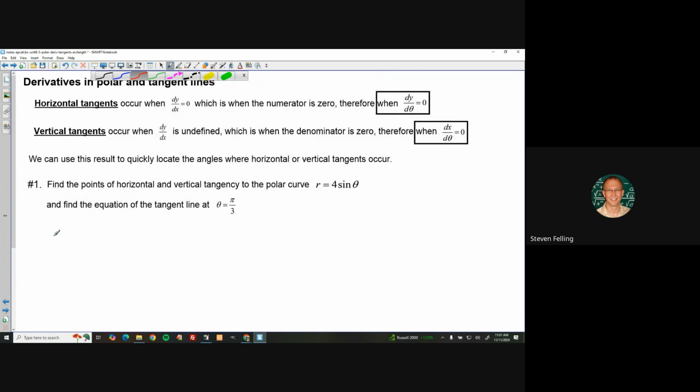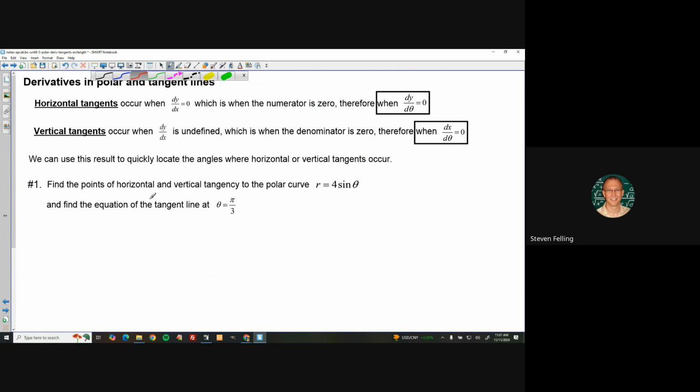Okay, so we're going to use this result to locate angles and points where horizontal or vertical tangents occur. So this is a pretty long example here, but I chose this because it illustrates pretty much everything that can come up. So this says find the points of horizontal and vertical tangency, which I'm interpreting to mean find the xy coordinates of any points where this curve has a horizontal or a vertical tangent, and then find the equation of the tangent line specifically at theta is pi over 3. Okay, so there's 3 parts to this. There's vertical tangents, horizontal tangents, and the tangent line.